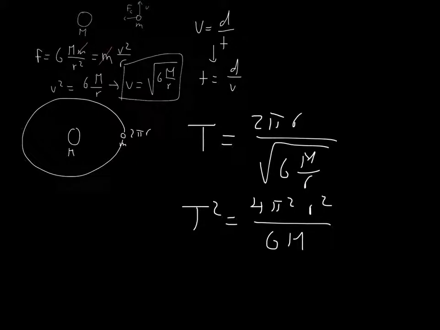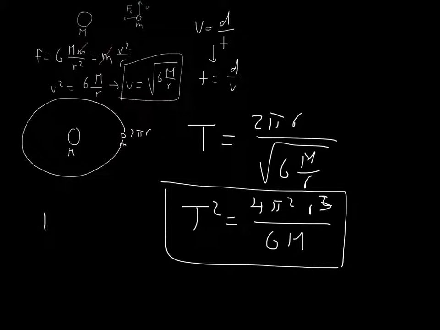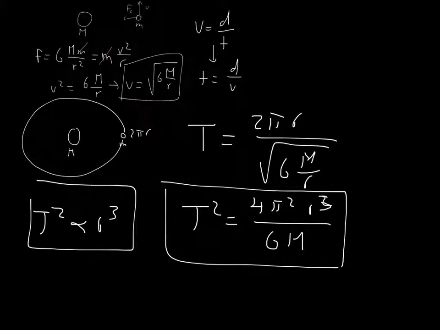And then this r here is actually dividing, which means it's going to go up multiplying. So instead of r squared, I'm going to have r cubed. And there you go. We have that T squared is proportional to r cubed. And this is a law that was discovered by Kepler way before Newton came up with his law of gravitation.